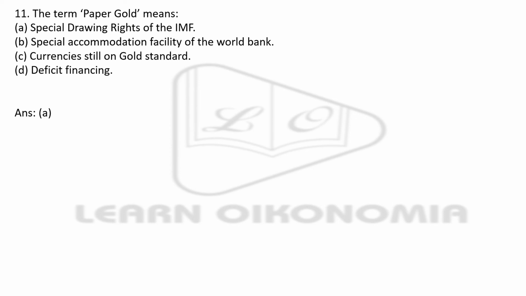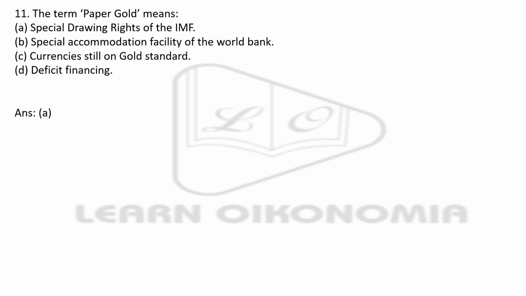The next question, it's very important. The term paper gold means what? We know it is something which is special drawing rights of IMF. Other options are special accommodation facility of the World Bank, currency is still on gold standard, deficit finance. So all these are related to gold, IMF borrowing, all these kinds of things. But you have to be very, very clear with respect to this concept. What is a special drawing right?